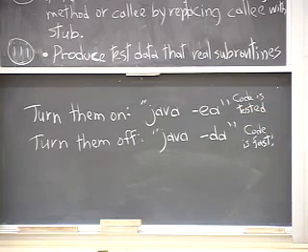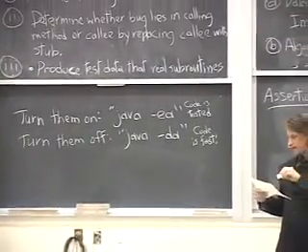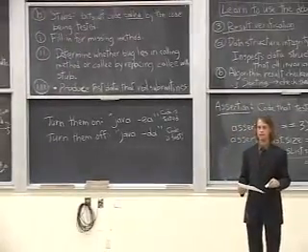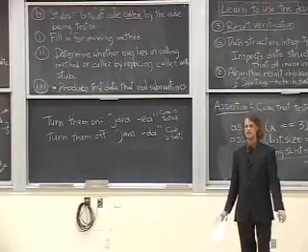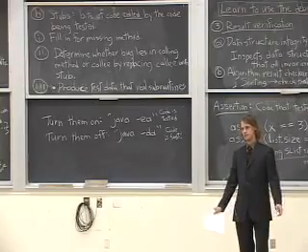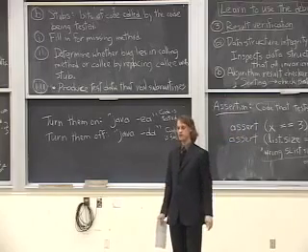Question? Well, that's a good question. They say that the default is supposed to be -da, disabled assertions. But I tried it on the lab machines, and there it seems to be -ea by default. I'm not sure why. So don't believe everything you hear. Try it yourself. Yes?